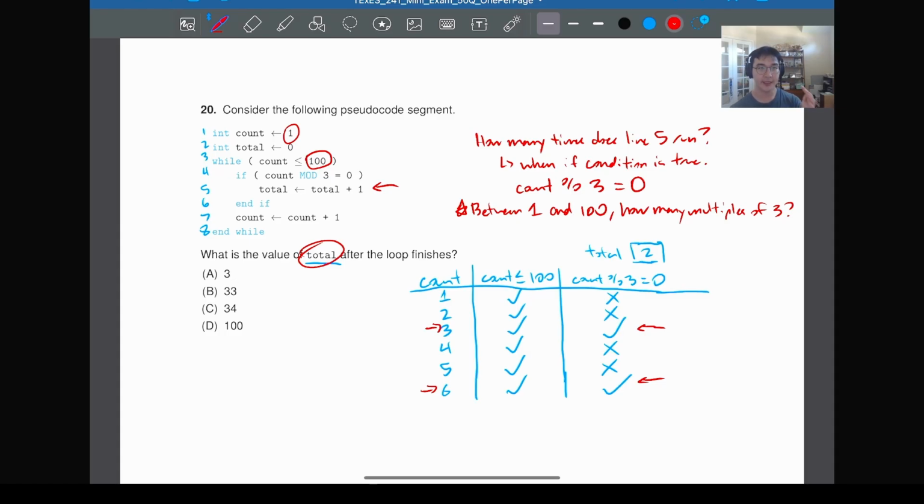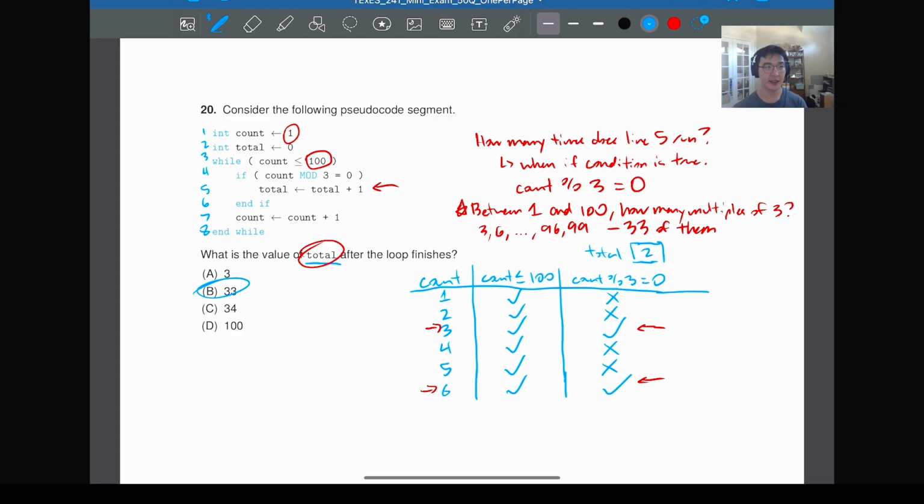Oh, there's 3, 6, 9, 12, 15, 18, 21, 24, 27. You can count that if you want. Or you can just do 100 divided by 3. There are about 33 multiples of 3, right? 33 times 3 is 99. So from 3, 6, dot, dot, dot, to 96, 99, there's 33 of them. So that is going to get us our answer of B, 33.